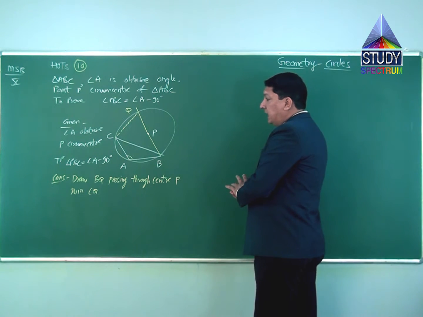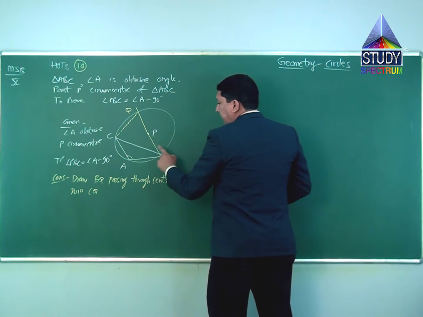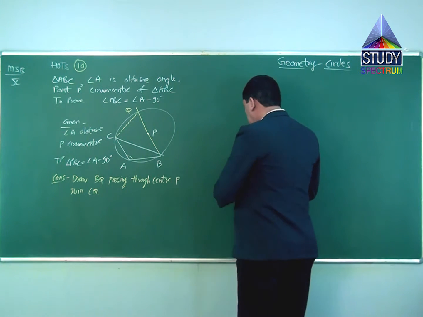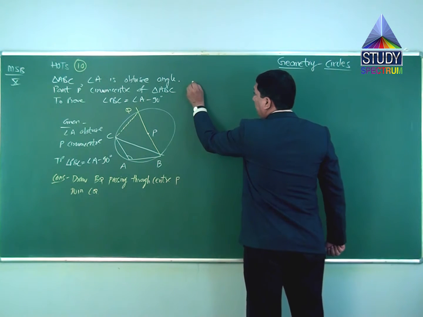We need to get answer angle PBC is equal to angle A. That means relation between these two. We need to get relation between these two. Clear? So we'll start with the proof now.